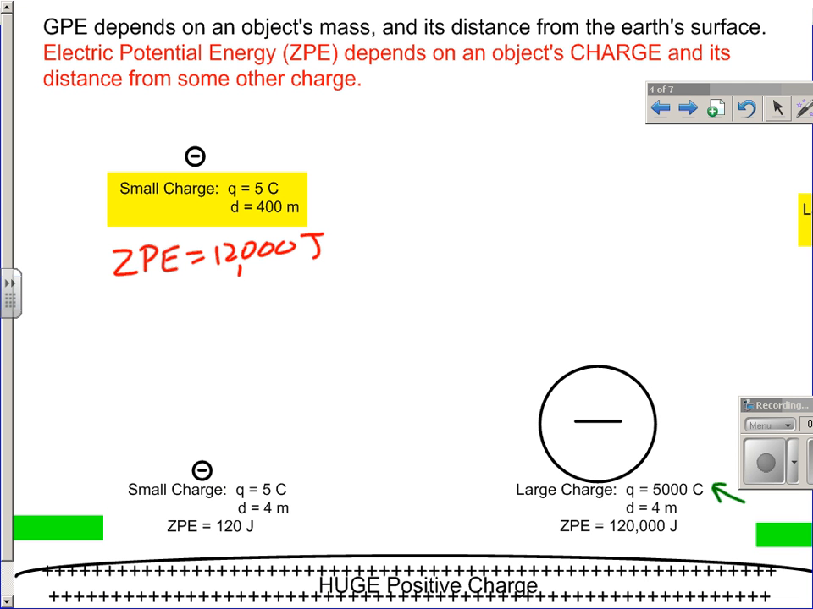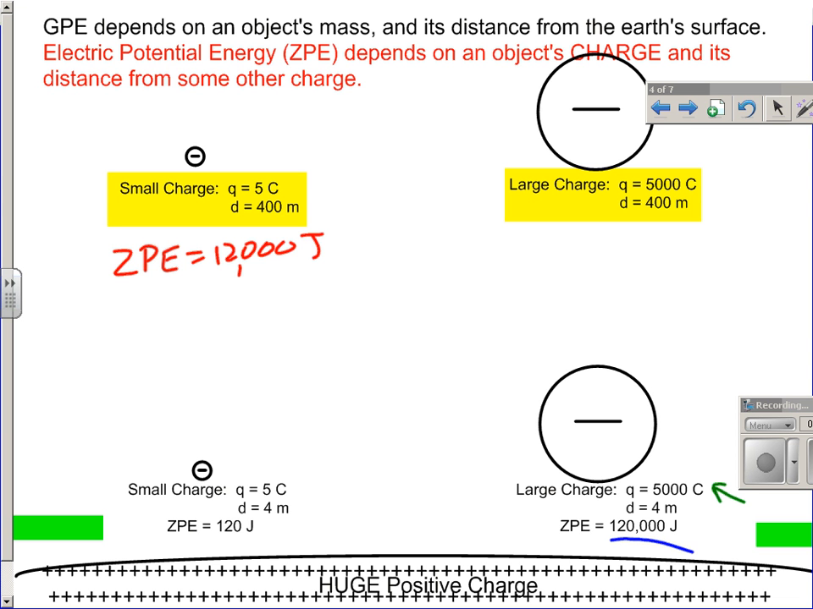We can also change the charge, which will change the electric potential energy. So over here, we've got this large charge. If we lift it up higher, then it will also have more electric potential energy. Before it had 120,000 joules of energy, and by lifting it 100 times higher, it ends up with 12 million joules of energy.